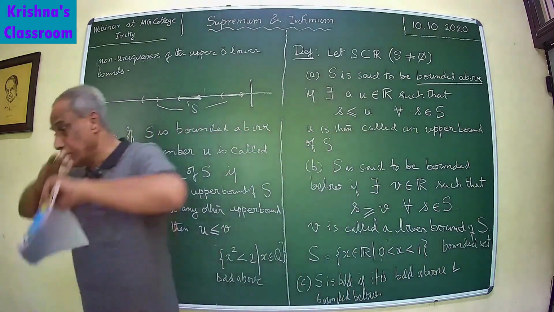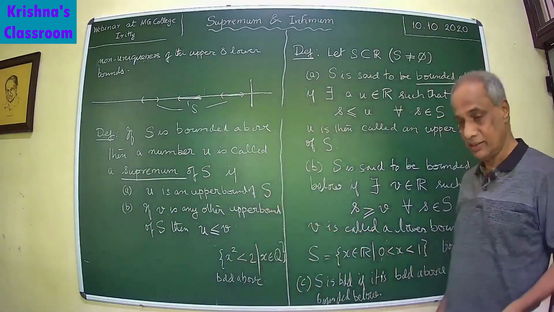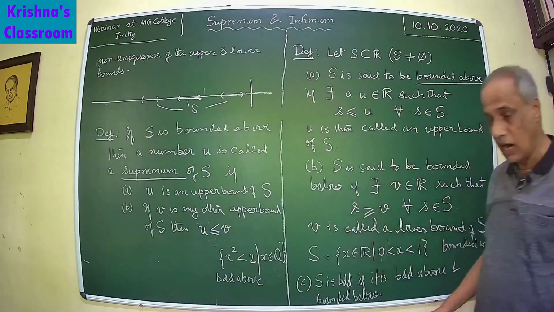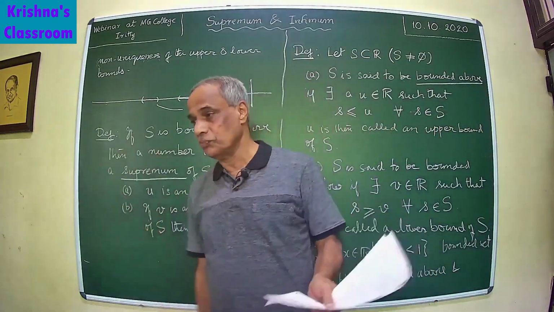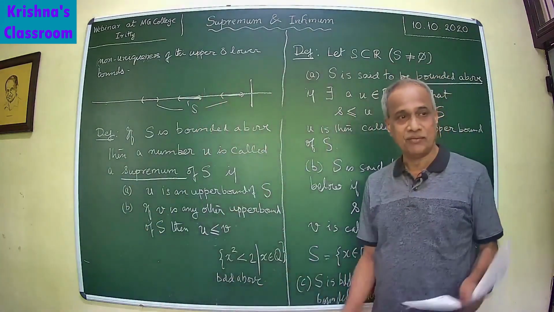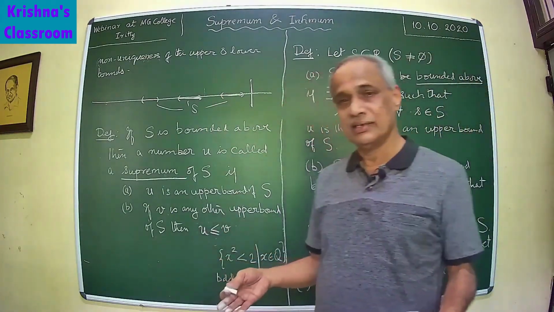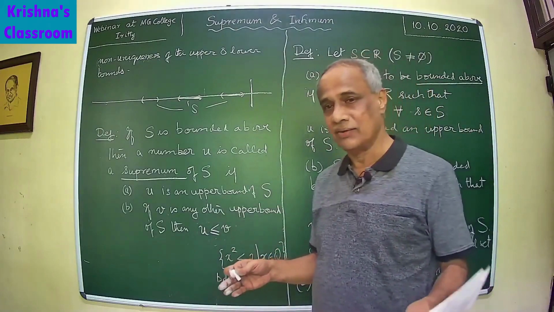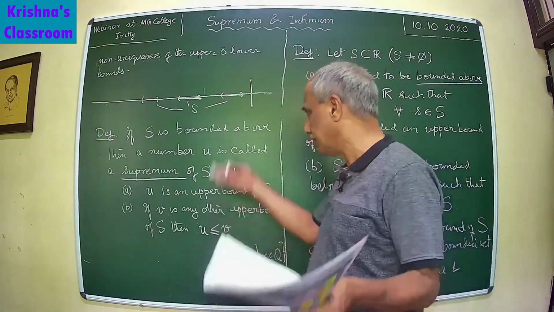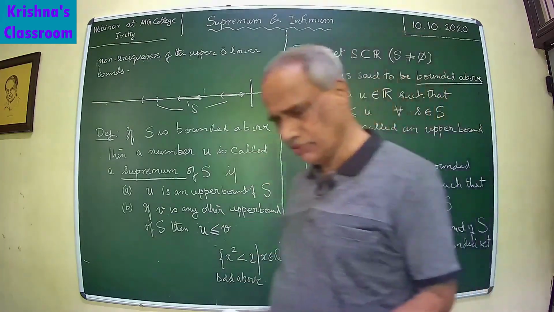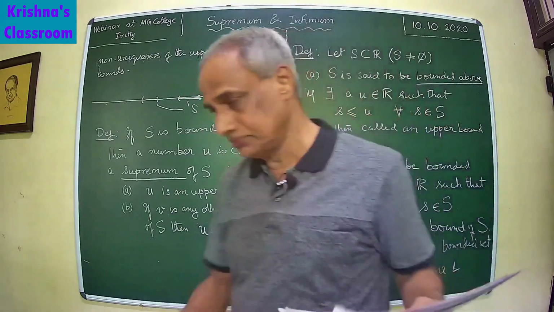In fact, every subset of R bounded above has a supremum. So also, one can easily get from it, every subset of R which is bounded below has an infimum. We have not defined what infimum is. Now we will define this. So let me define infimum.